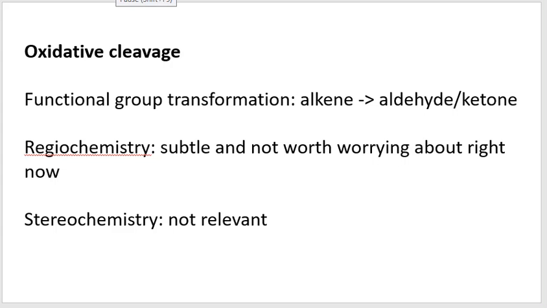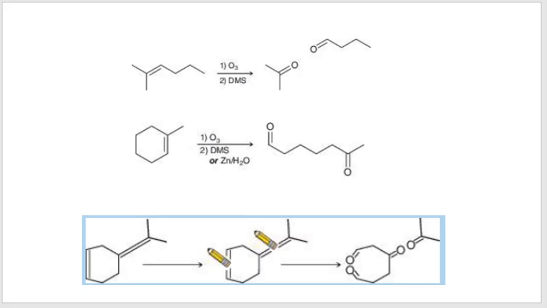In oxidative cleavage, an alkene is cut and an aldehyde or ketone is in its place in the product. So we're not going to worry so much about regiochemistry or stereochemistry. Let's just look at a couple of examples of what this looks like. These are examples of ozonolysis.